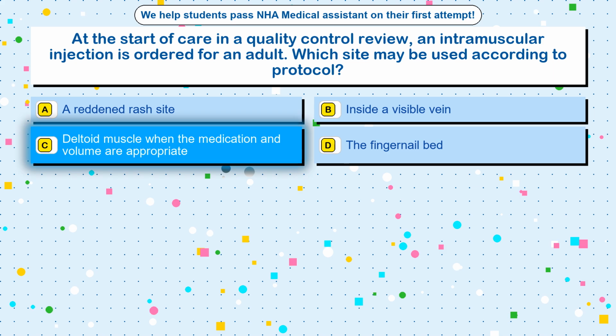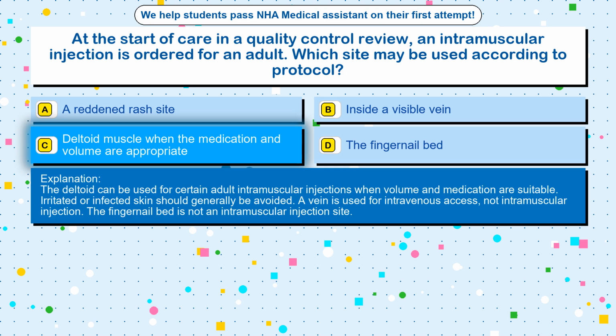The correct answer is option C, deltoid muscle when the medication and volume are appropriate. The deltoid can be used for certain adult intramuscular injections when volume and medication are suitable. Irritated or infected skin should generally be avoided. A vein is used for intravenous access, not intramuscular injection. The fingernail bed is not an intramuscular injection site.